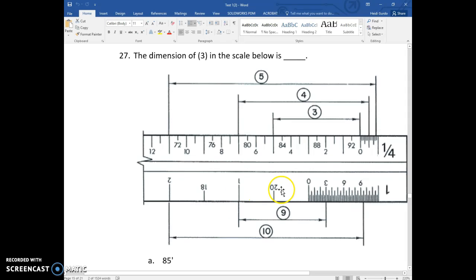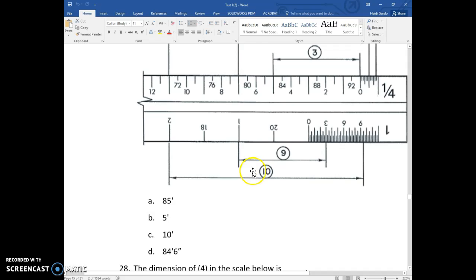The dimension for 3, again, here's 0, we're not going to start at 92, that doesn't make any sense. We're going to read 0, and if this is 2, this is a half, 1, 1 and a half, 2, 2 and a half, 3, 3 and a half, 4, 4 and a half, 5. So 3 is going to be 5 feet.